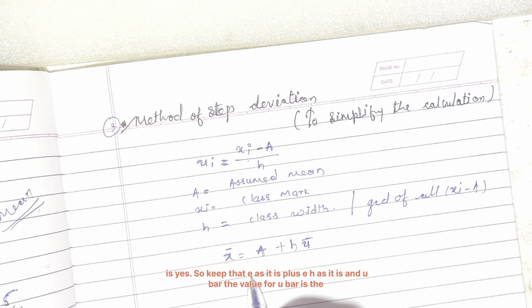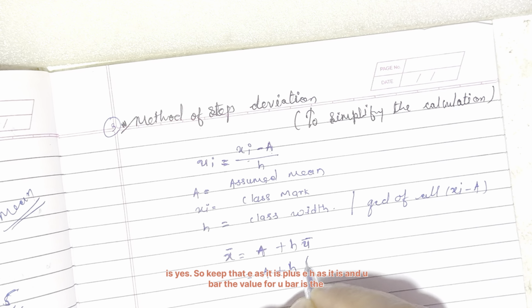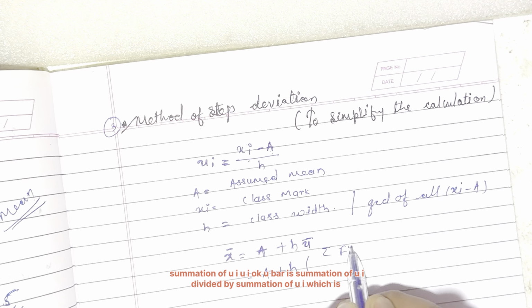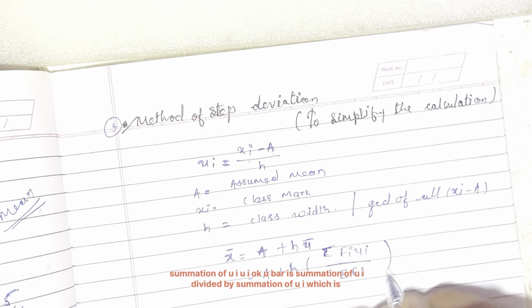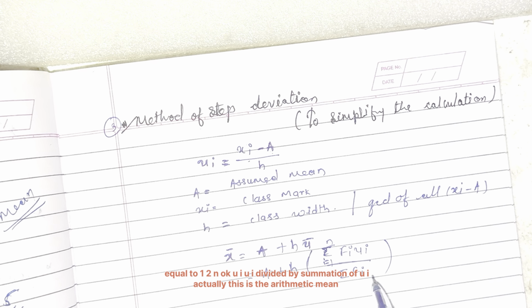Yes, so keep that A as it is, plus H as it is, and U bar. The value for U bar is the summation of Fi Ui divided by summation of Fi, where i is equal to 1 to n. Actually this is the arithmetic mean for our given grouped data, so we have to replace it here.